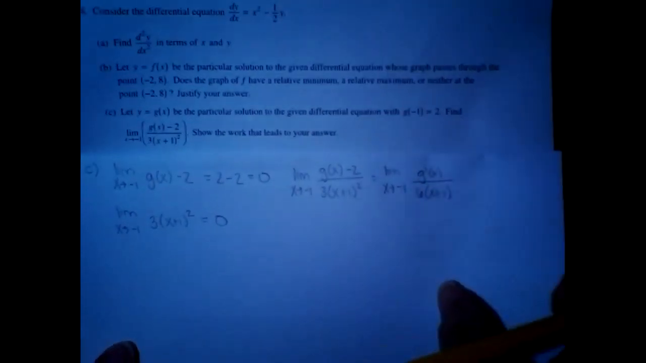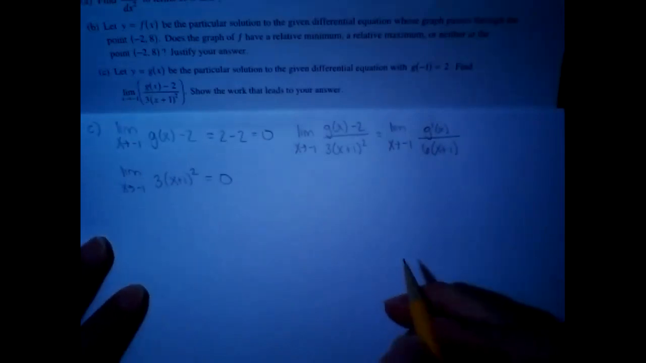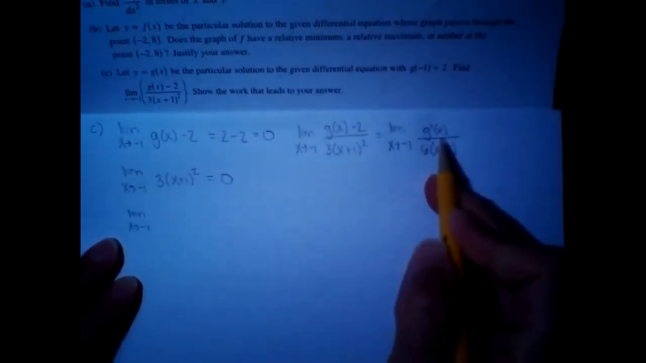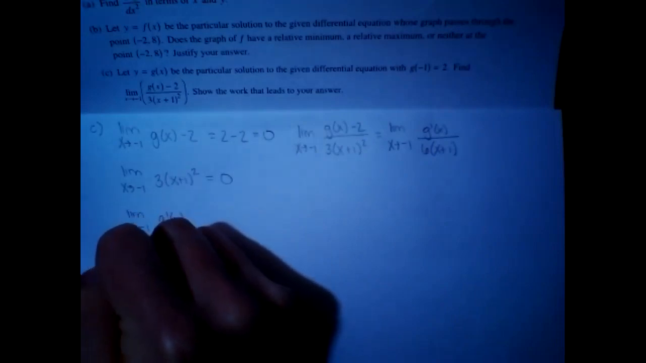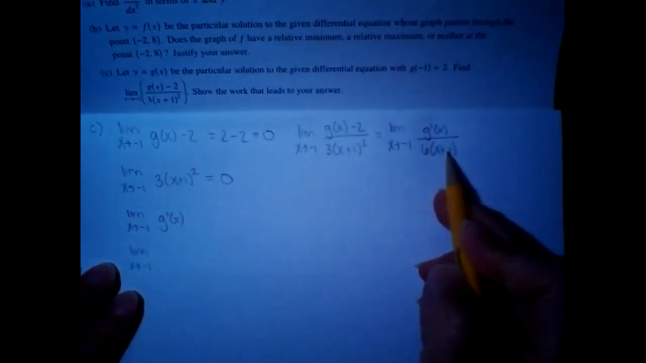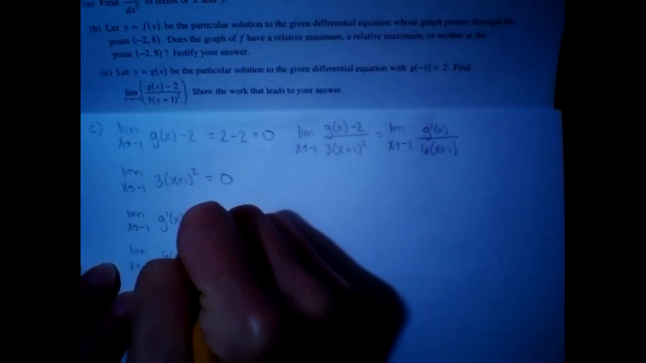All right, spoiler alert again. This is going to go to 0 over 0 again. So we're going to, again, have to do these limits separately. So we're going to do limit as x goes to 1 for g prime, and then limit as x goes to -1 for this denominator. And that one's real easy to see. That's just going to go to 0.